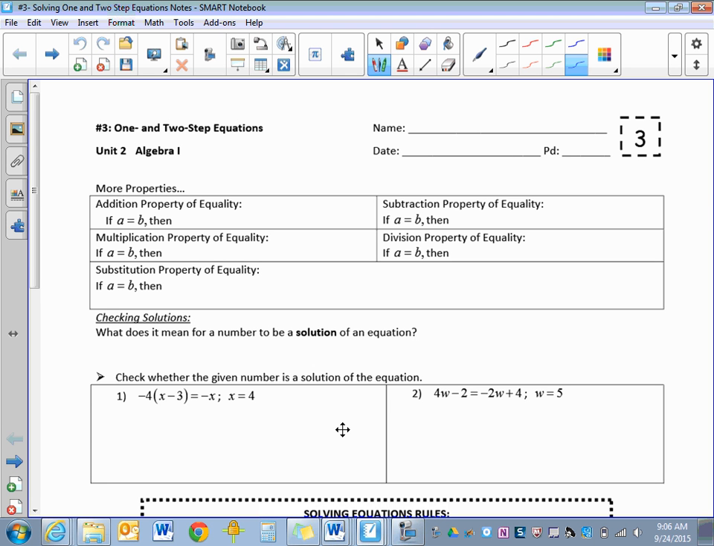Alright, so we're taking a look at solving 1 and 2 step equations, and again, using those properties allows us to solve these equations, allows us to simplify terms in an equation. And remember, equations means that we're talking about an equal sign. We solve equations, we simplify expressions. Expressions do not have an equal sign.